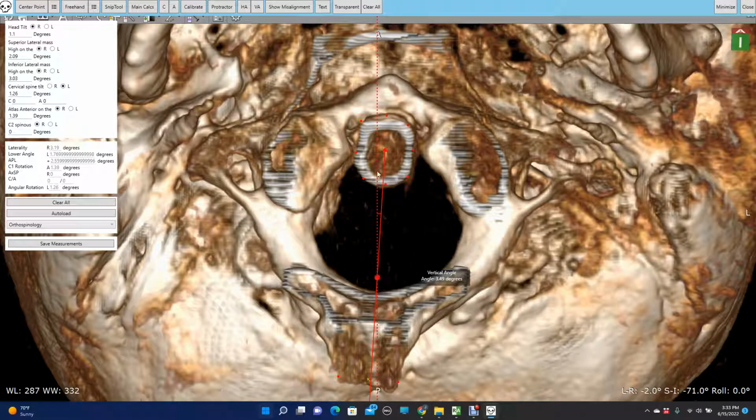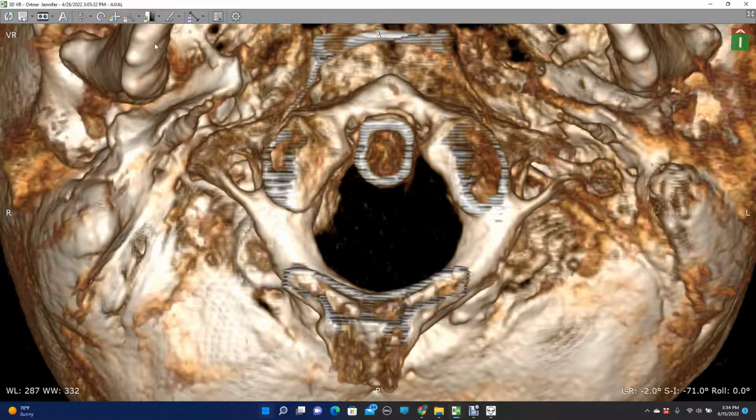And we can see here that this woman's atlas, or C2, has a kick off to the right side by 3.73 degrees. Okay, this is the left side. Vertical is square. Her C2 spinous is off to the right by 3.73 degrees. So if we put it in here, C2 spinous is off to the right by 3.73 degrees.